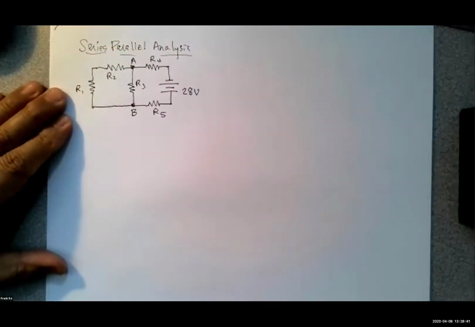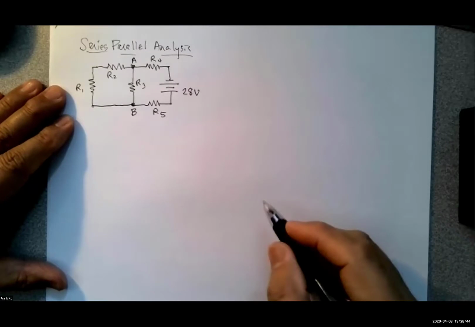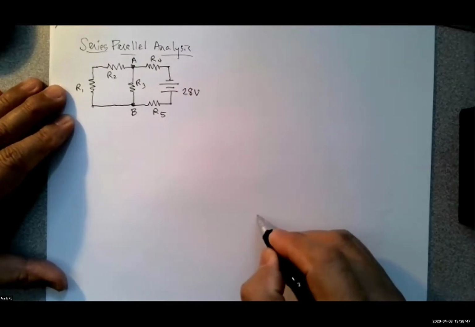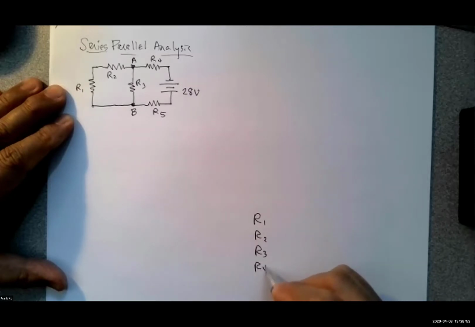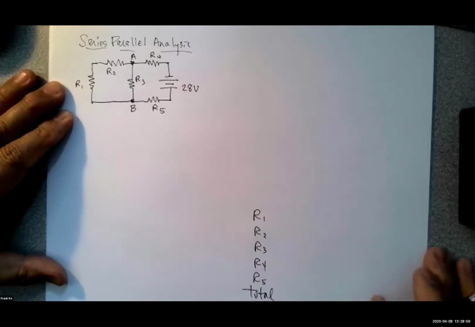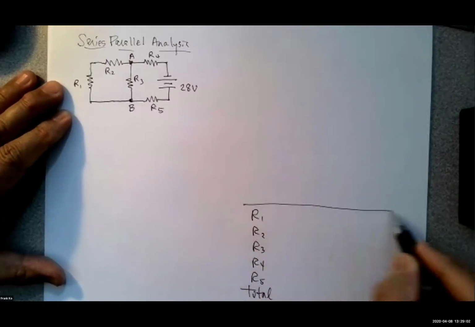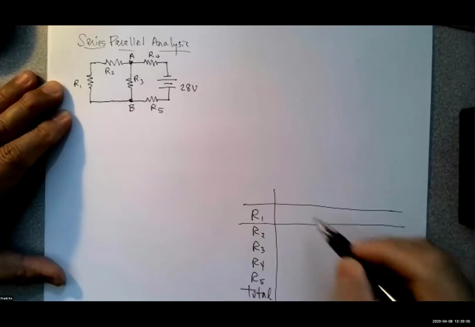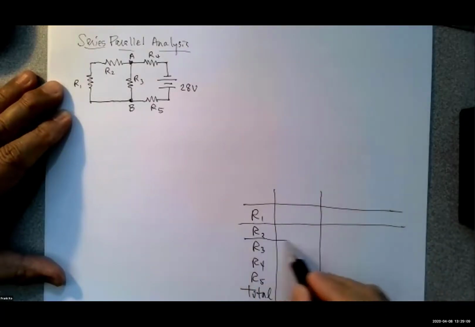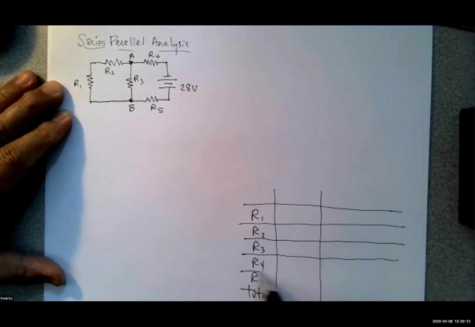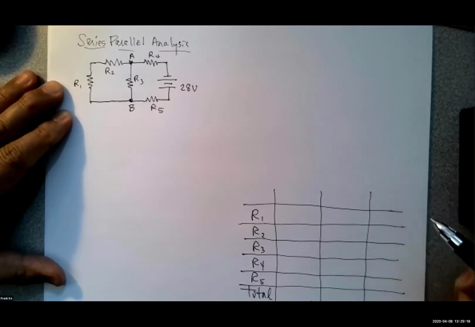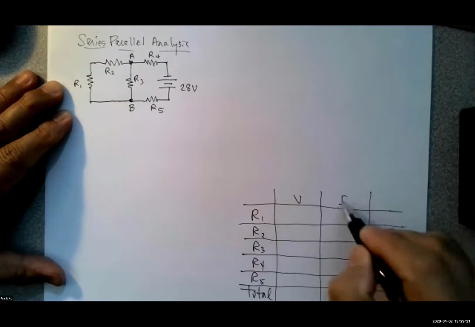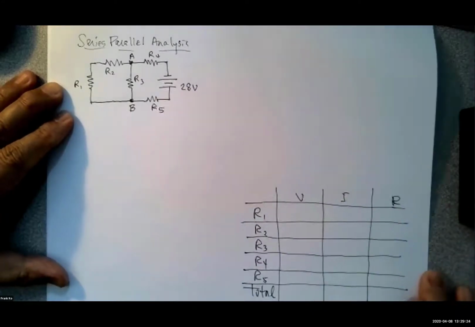and make it static. All right, so that being said, let's go ahead and create my VIR chart. So I must have an R1, an R2, R3, R4, R5, and total. V, I, and R.